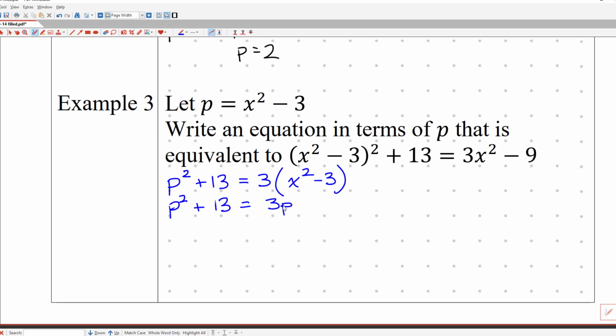And I'm done, but on Khan Academy, typically they like the right-hand side equal to 0, so you could stop right here and you're done. But I'm going to go one step further, and I can say I'm going to subtract 3p from both sides, and I get my final equation as p squared minus 3p plus 13 is equal to 0, and I'll box that one.